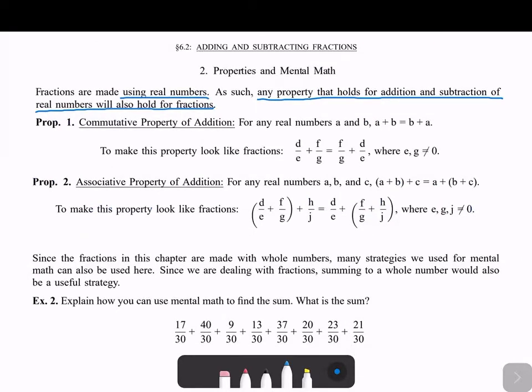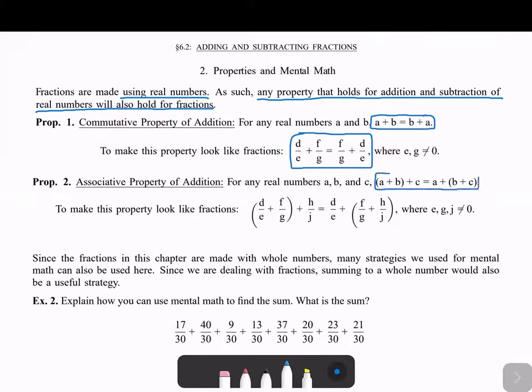So remember that the commutative property is this property here, where a plus b equals b plus a, so it doesn't matter which order you add things in. And this similarly works with fractions. So if we have our fraction d over e, and we're adding it to f over g, it doesn't matter which one comes first. It's the same. And similarly, the associative property says that we can reassociate.